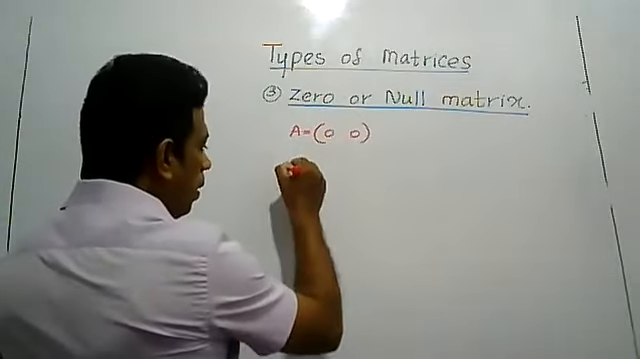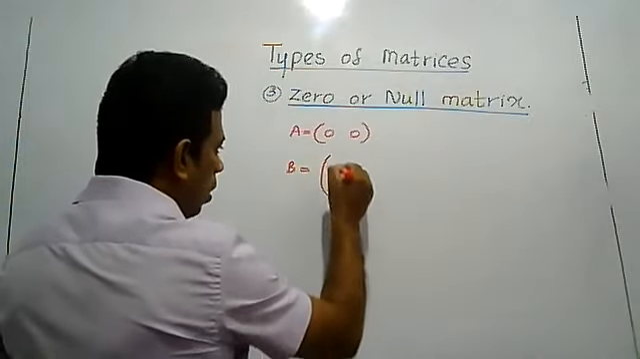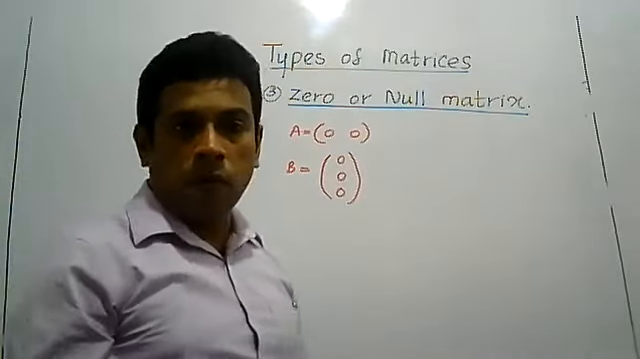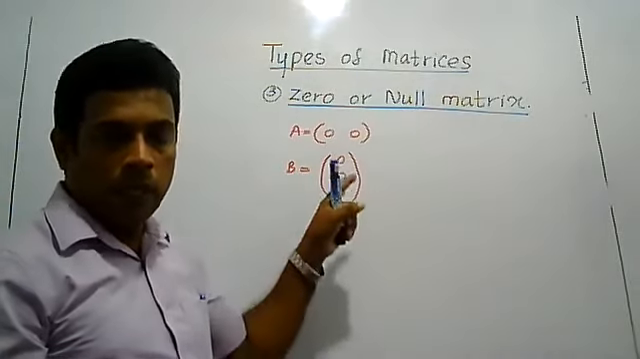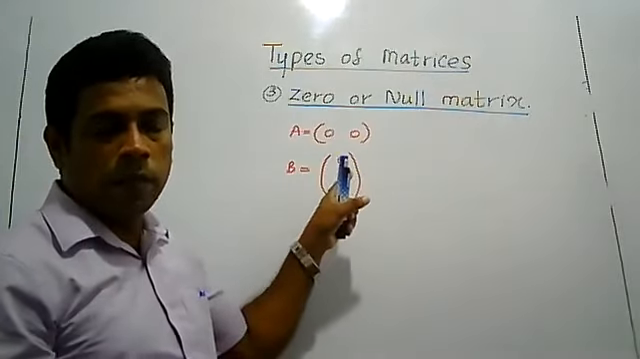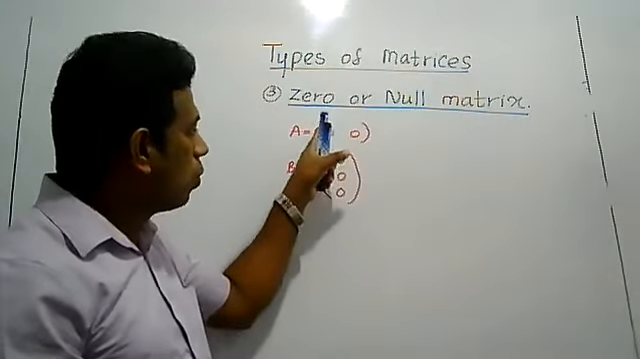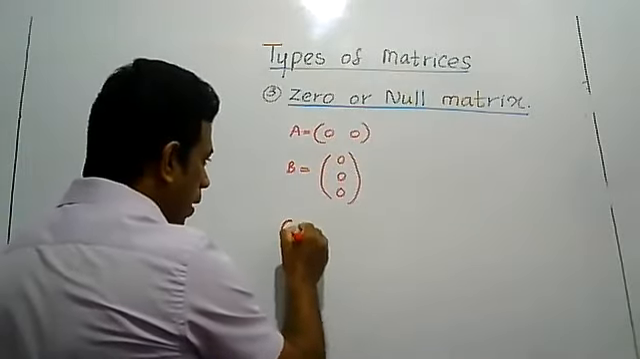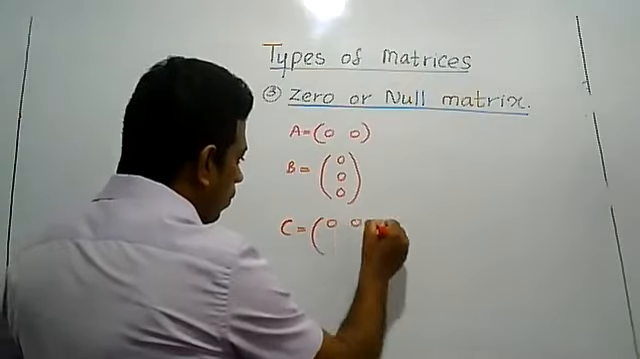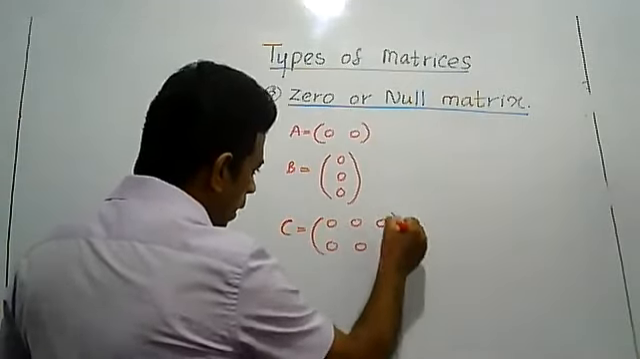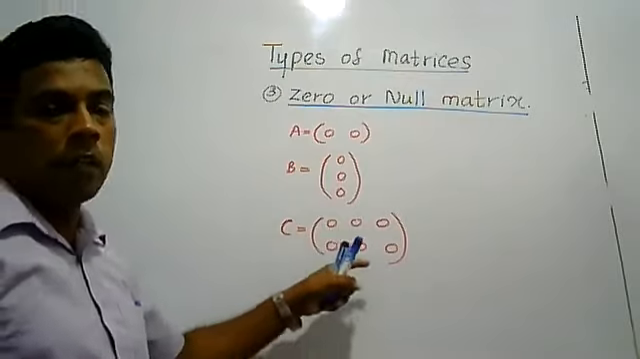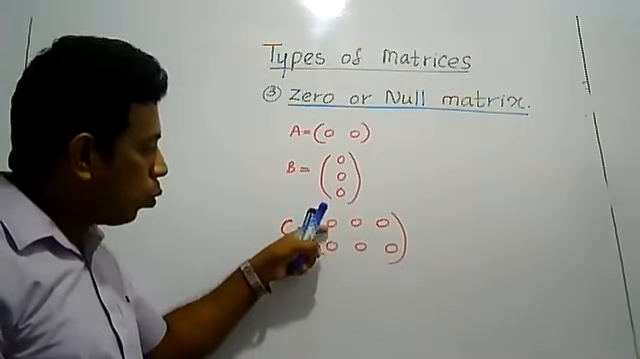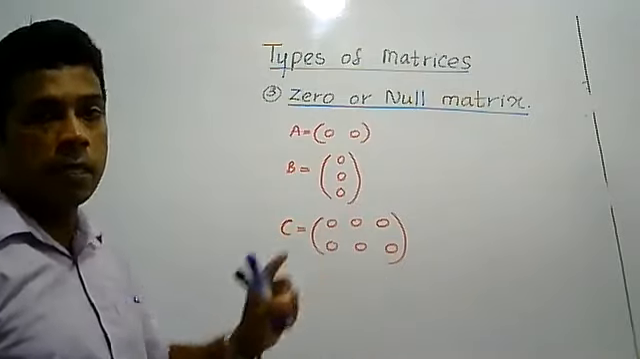Then B equals, there is a column matrix, that is a null matrix. When there is a null matrix, all the elements of the matrix should be zeros. Two zeros, a row matrix. Here, column matrix. Third example, write in this way: all the elements of the matrix are zero. That is a null matrix. Here, two rows and three columns, but it is a null matrix.